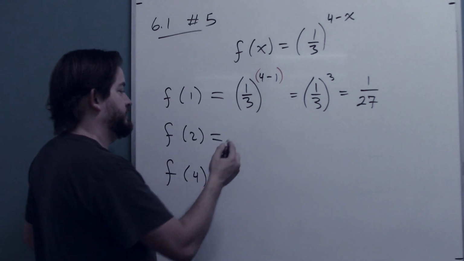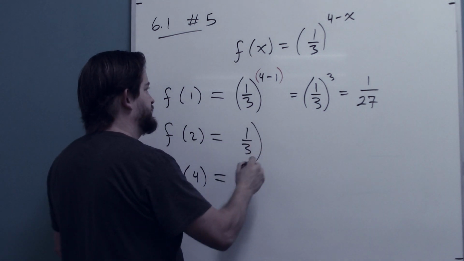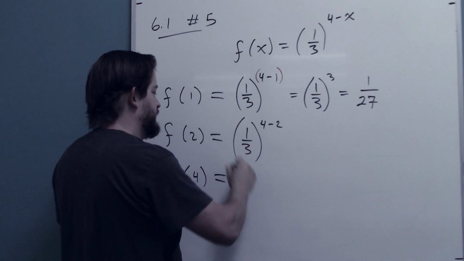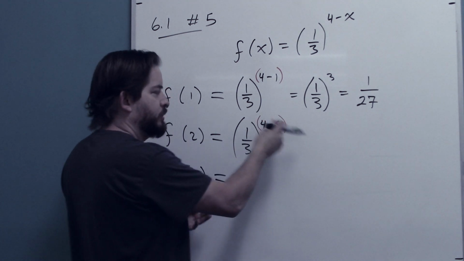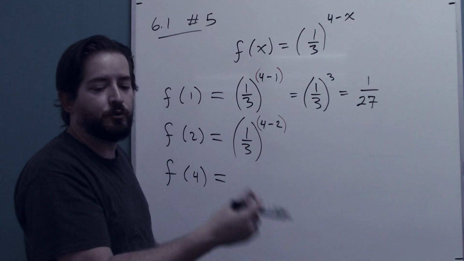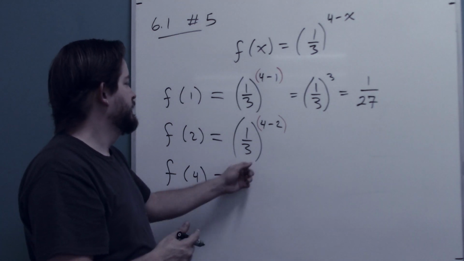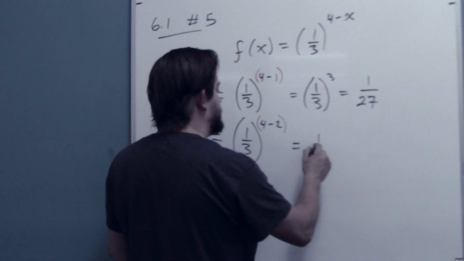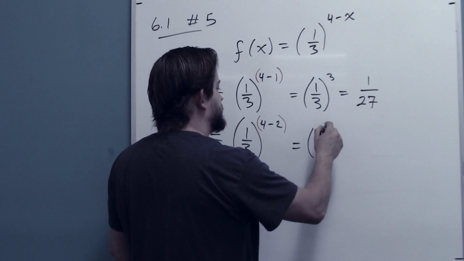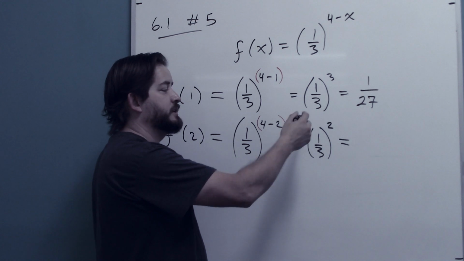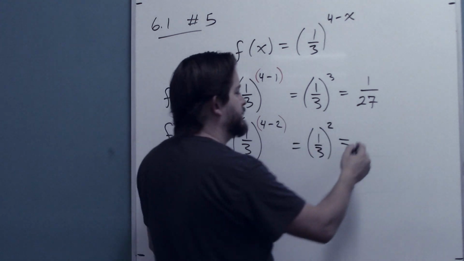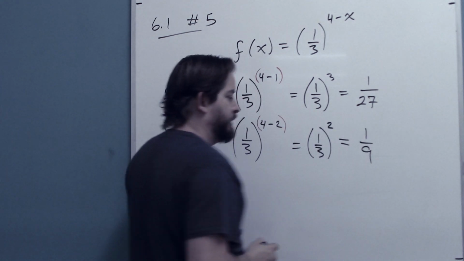Plugging in 2, same story here. It's 1/3 raised to the 4 minus 2. And yet again, since there's a whole bunch of junk going on up in this exponent, you want to figure out what that number is first before you then apply the exponent. So that's 1/3 to the 4 minus 2 is 2. And again, that's 1 squared over 3 squared, or 1/3 times 1/3. It doesn't matter. In either case, we end up with 1/9.